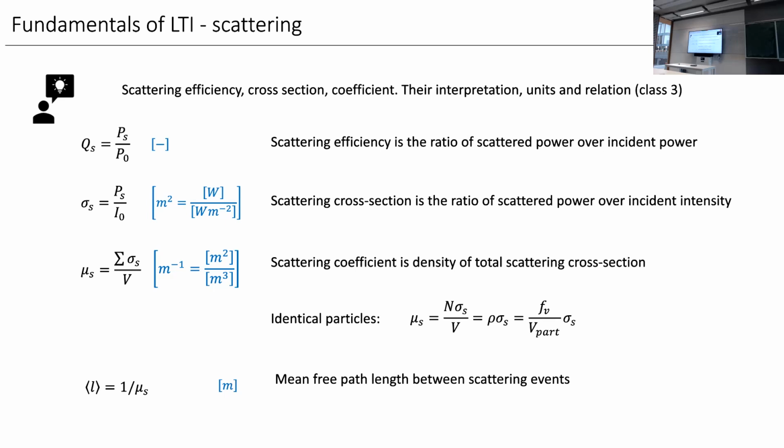That also means that we can interpret the scattering coefficient as the probability of scattering per unit length. The absorption coefficient is the probability of absorption per unit length. Every coefficient is the probability of, let's say, interaction per unit length. So that means that the reciprocal of mu_s, in this case the scattering coefficient, is simply the mean free path between scattering events. That is something that translates to the other coefficients as well.